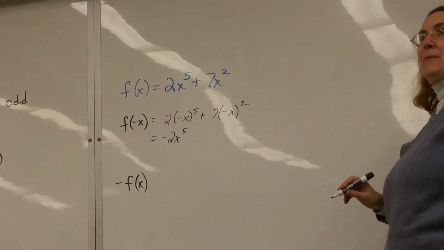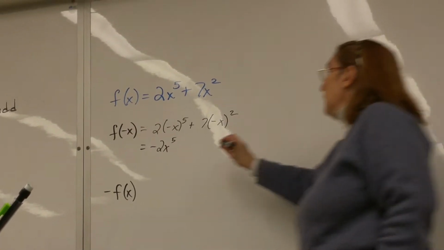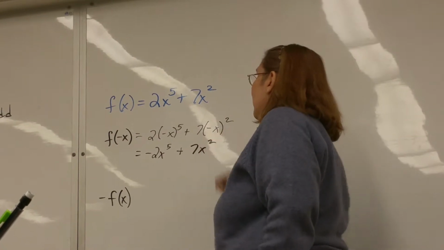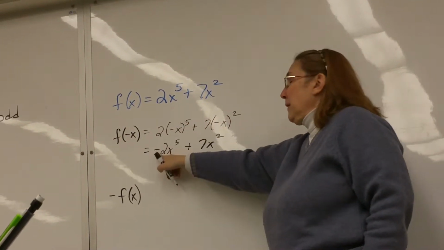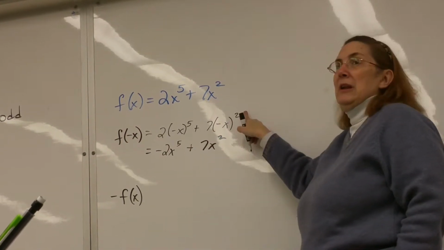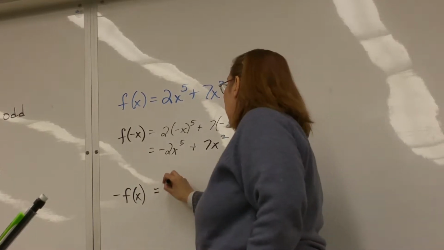What's 7 times negative x squared? Positive 7x squared. Negative x to an odd power gives us a negative number. Negative x to an even power gives us a positive. All right, opposite of f of x.